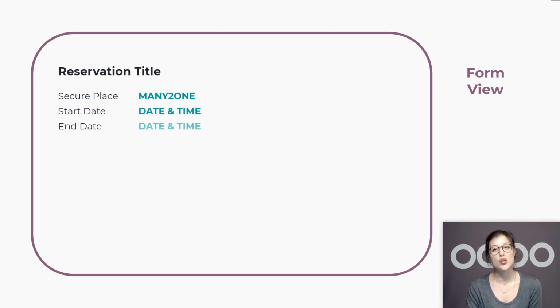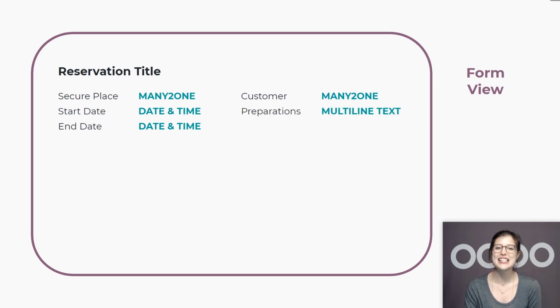Then we'll add 2 date and time fields for the start and end dates. If needed, we can indicate which customer the reservation is made for with another many-to-one field linked to our contacts, but only for the contacts that are indicated as customers. And finally, the last field we will add is a simple multi-line text to insert any specific requirements that we'll need to prepare before the beginning of the rental.